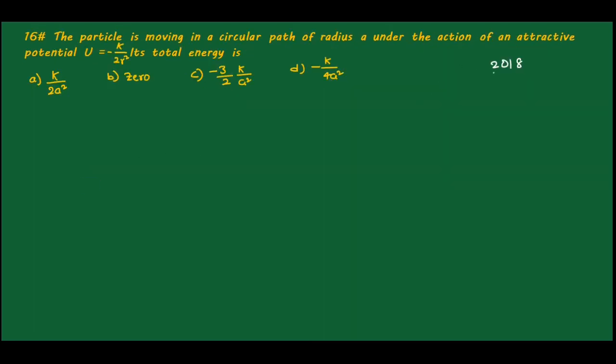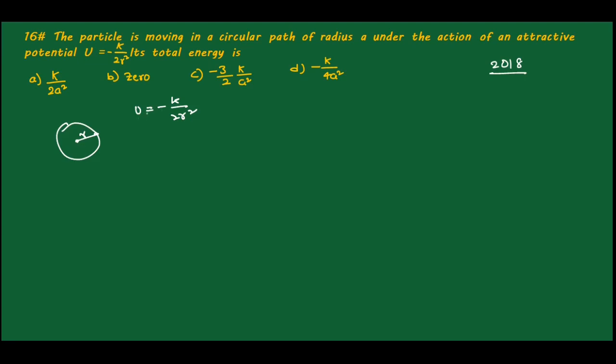Here is the question from 2018. A particle is moving in a circular path of radius a under the action of an attractive potential U equal to minus k by 2r square. Its total energy is how much? See, when the particle is moving in a circular path of radius r, it is saying that under the action of the attractive potential energy U, that is given as minus k by 2r square.